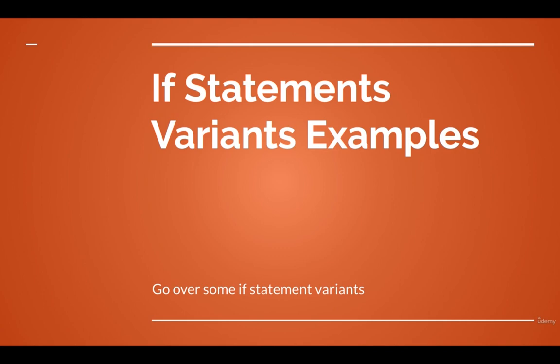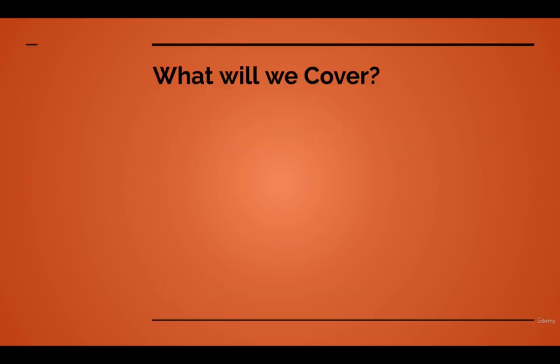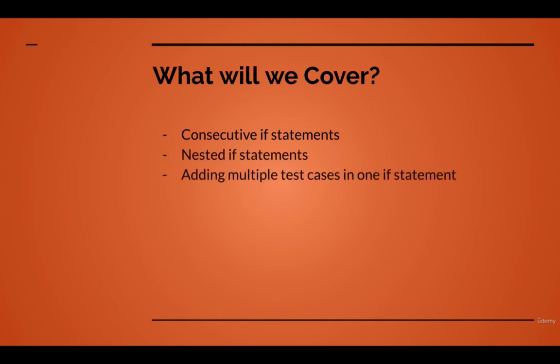Here we're going to cover some variants of the if statements that we looked at previously. Specifically, we'll be taking a look at consecutive if statements, so one right after the other without necessarily an elif. Then we'll talk about nested if statements, as in if statements within if statements. And then we'll talk about how to add multiple test cases to a single if statement. This will be done through the use of our logical operators. So we'll go over an example of each and talk about the advantages or disadvantages of using these techniques. Let's head on over to the code now.